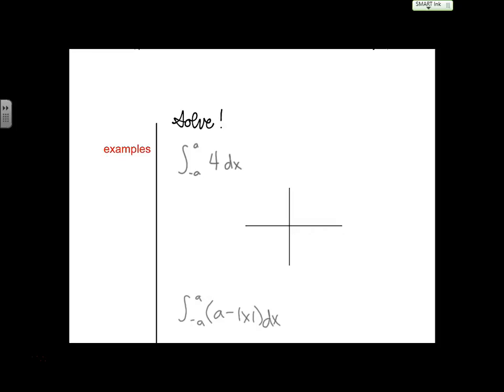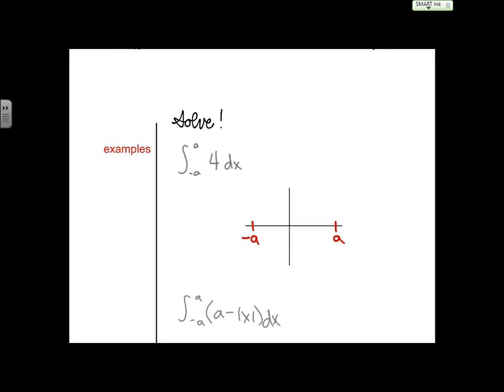Alright, CalcAB shirts are on my list. Solve! Wait a minute, how do we solve? Negative A on the left. Negative A on the left, good, because that's an x bound, and how do we know it's an x bound? Because it says dx, right? Okay, so negative A on the left, whoever that is, what's going to be on the right? Positive A.